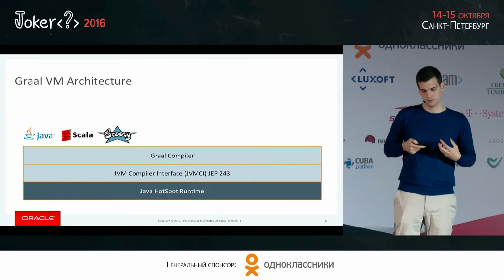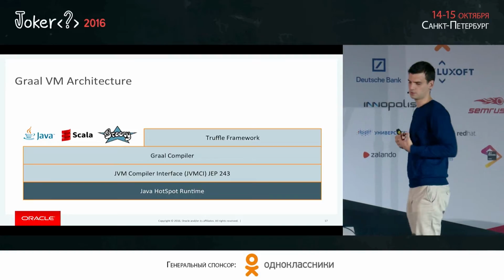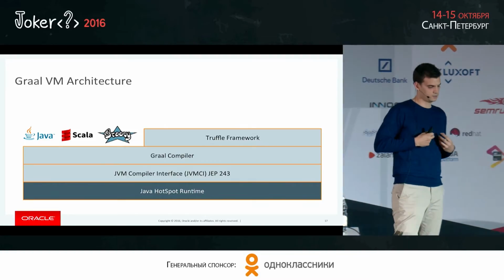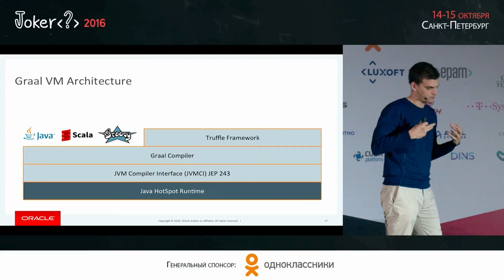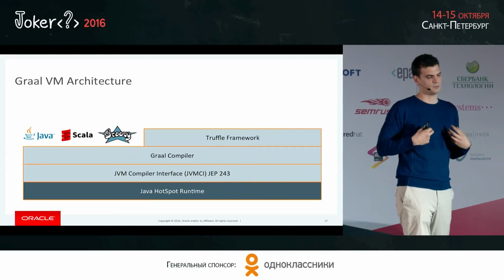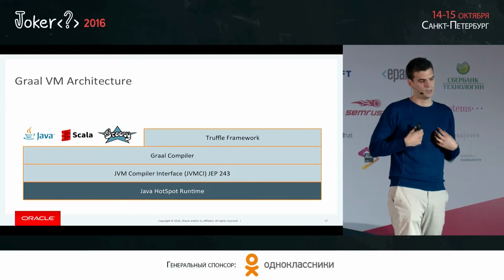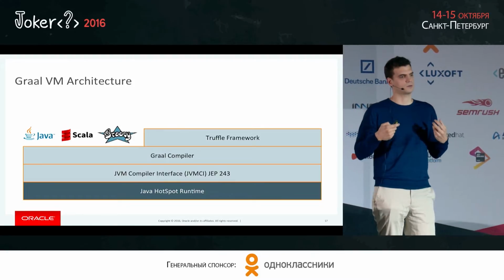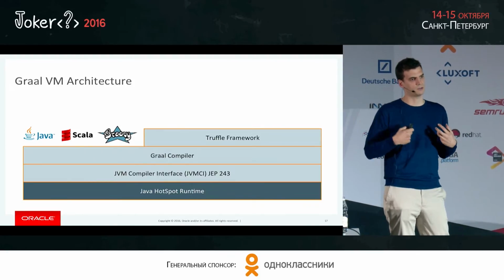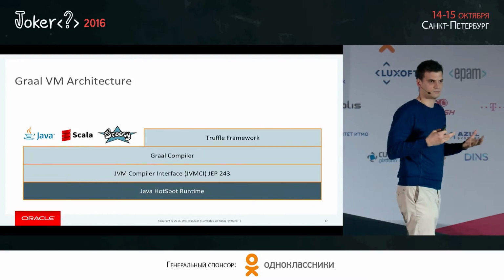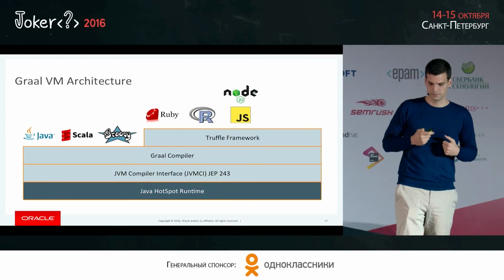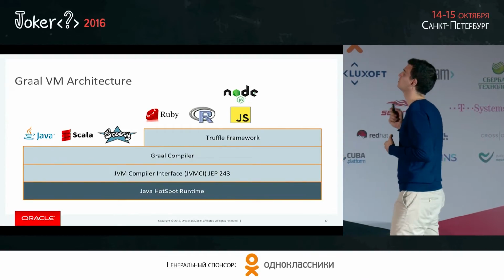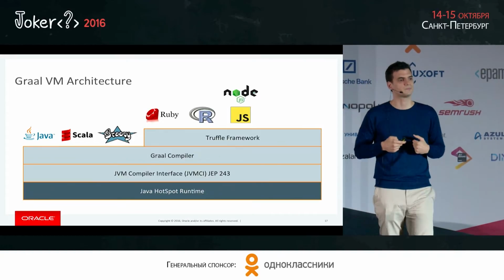So what our team has built is this framework called Truffle, which is a very nice interface on top of Graal that uses partial evaluation to express what you want to do with your languages. This framework makes it easy to build languages on top of Graal, which don't use bytecode, but rather just use the Truffle APIs. And we've built a few languages on top: Ruby, R, JavaScript, and a few others.